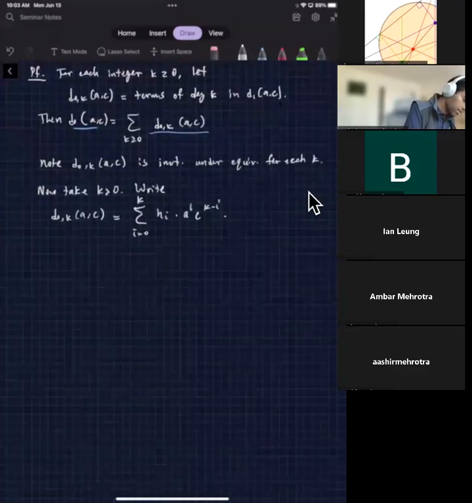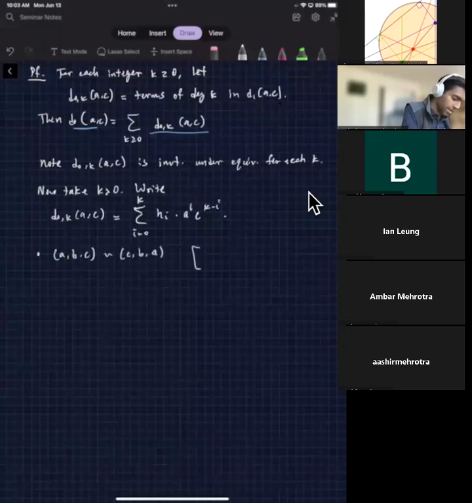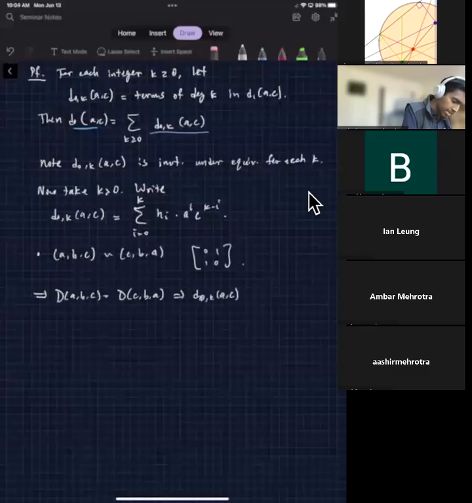And now I want to use some equivalences. Okay, so the BQF (a,b,c) can be seen to be equivalent to (c,b,a). And if you want to prove that, you can just use the matrix 0, 1, 1, 0 to relate them. So that implies that D(a,b,c) equals D(c,b,a). And then that implies that d naught k(a,c) equals d naught k(c,a).